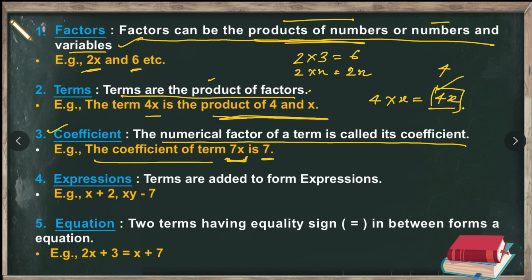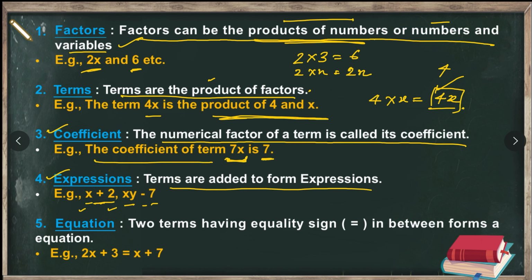Next we have expressions. Terms are added to form an expression. When we add terms or even subtract terms, we get an expression. For example, we have here x plus 2. x is itself a term, and 2 is also a term. When we add the two terms, we get an expression. Similarly we have xy, which is a product of terms, that is x into y, and we are subtracting 7 from it, so this xy minus 7 will again be an expression.